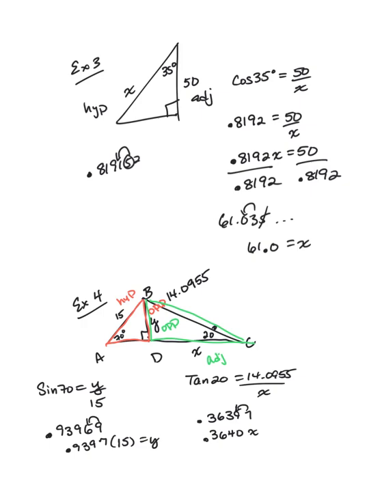I don't assume my kids know how to round because I've seen students really struggle with rounding in high school. So I have 14.0955 divided by 0.3640, and that comes out to be, to the nearest tenth, 38.7. Okay, so that is a multi-step problem. So be prepared for these things to happen. That's what I'm saying.